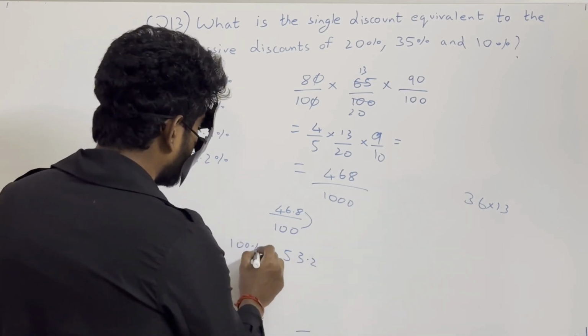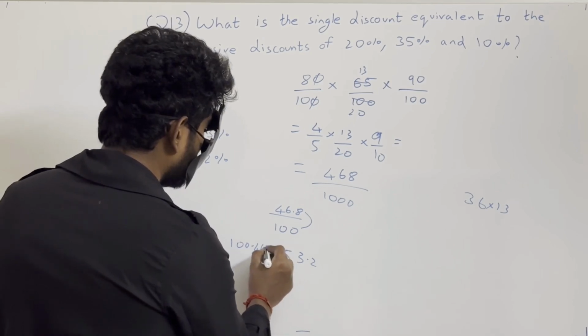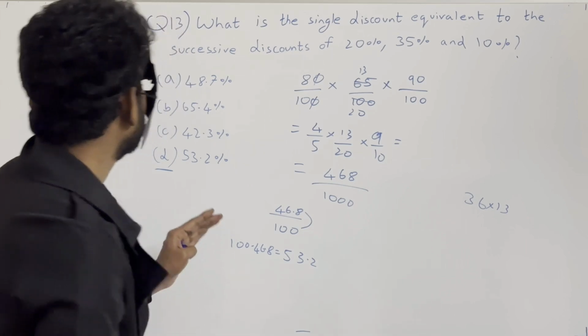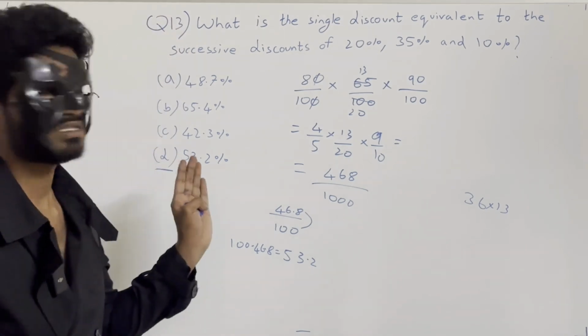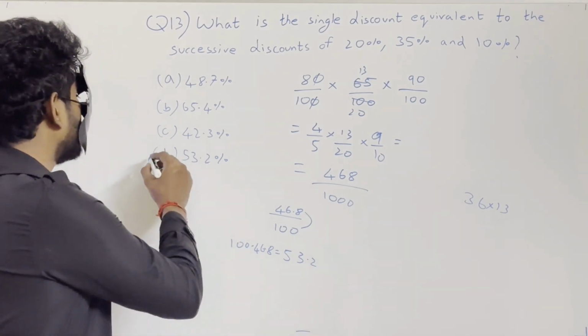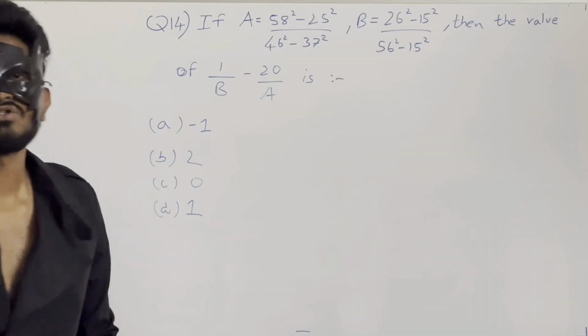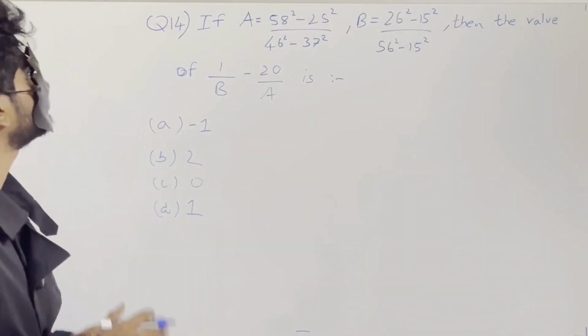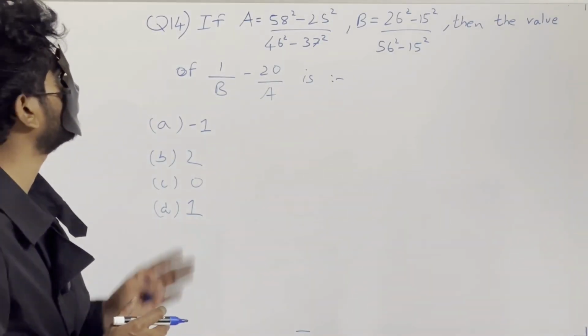100 minus 46.8 is equal to 53.2. So the answer for this successive discount of 20%, 35% and 10% is nothing but 53.2. Option D is right.